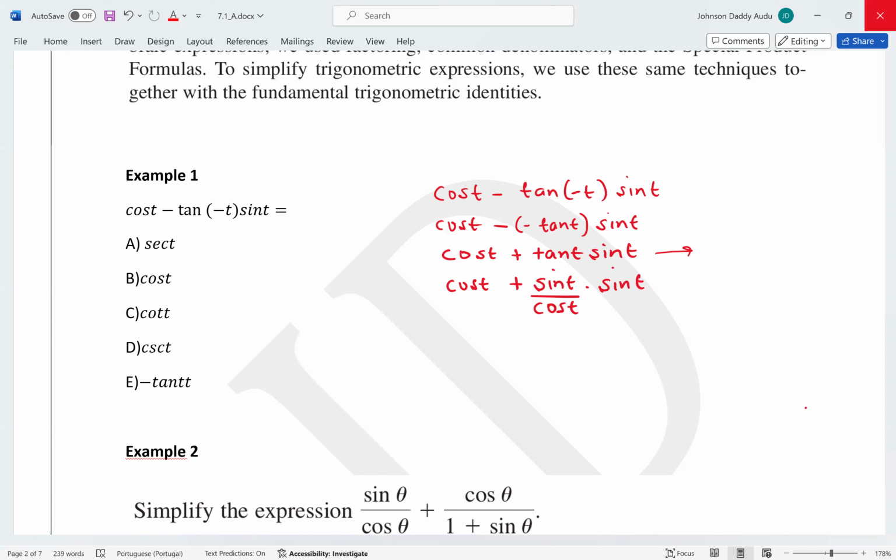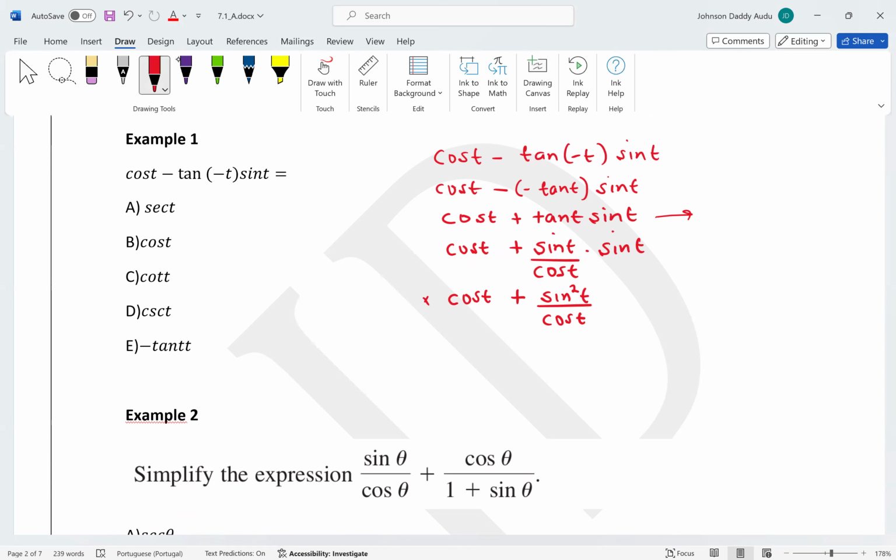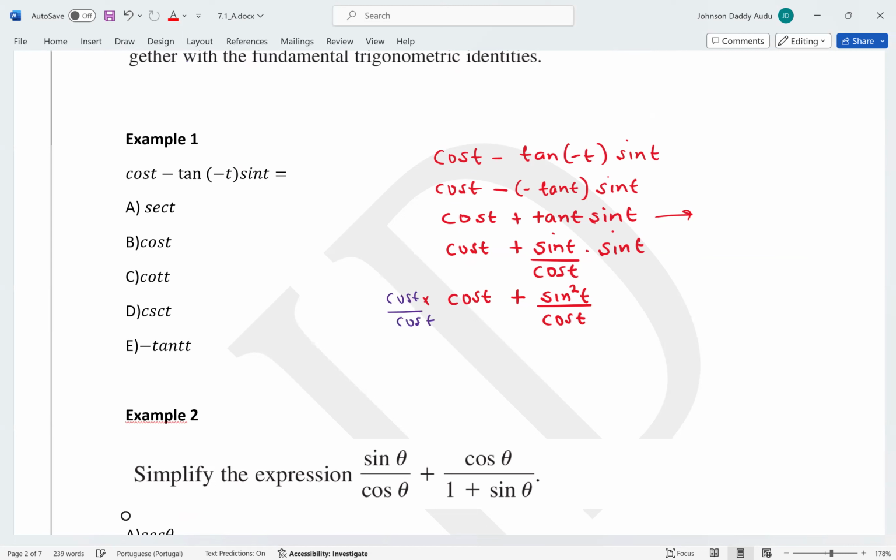So with this, we have cosine t plus, now sine and sine will become what? Will become sine squared. So this is like saying sine squared t over cosine t, right? But if we look clearly, we can try to write them to have the same denominator. So we can multiply this by what? We can multiply this by cosine t over cosine t.